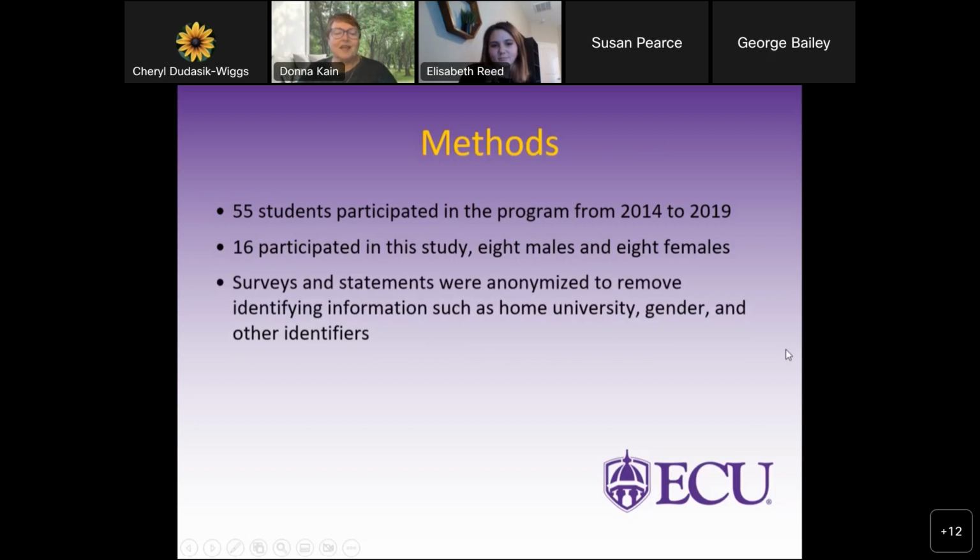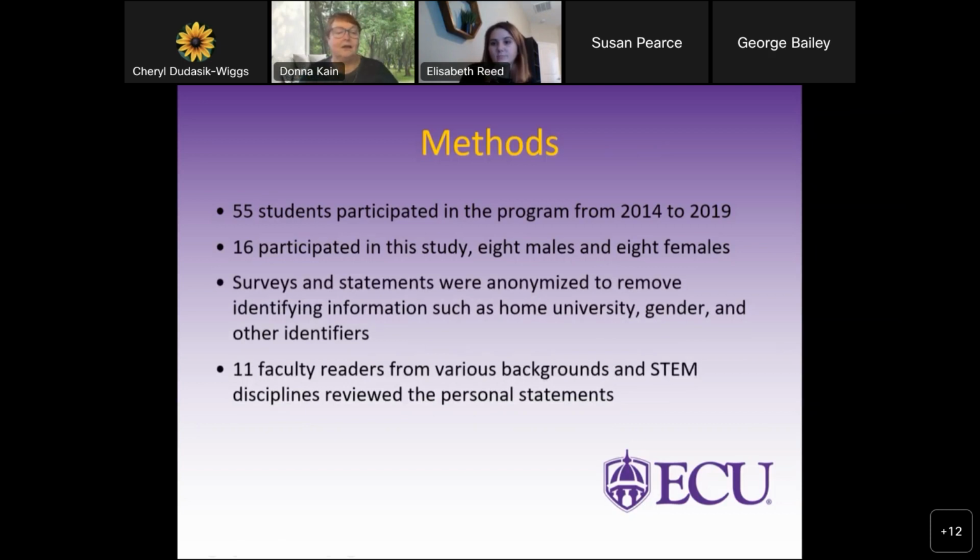The surveys and the statements were anonymized to remove any identifying information such as their home university, and they didn't all come from ECU. These were people that were brought into this program, but they could be from any university. It also removed any reference to gender and other identifiers, race, age, anything like that.